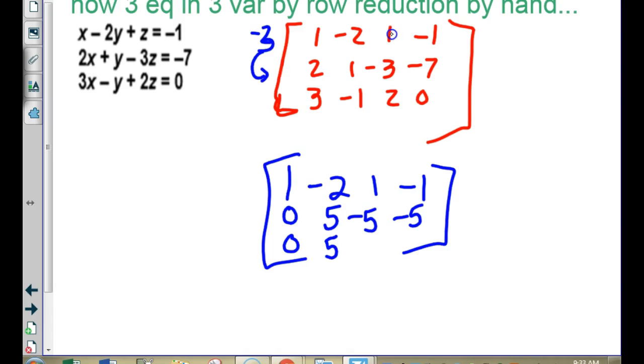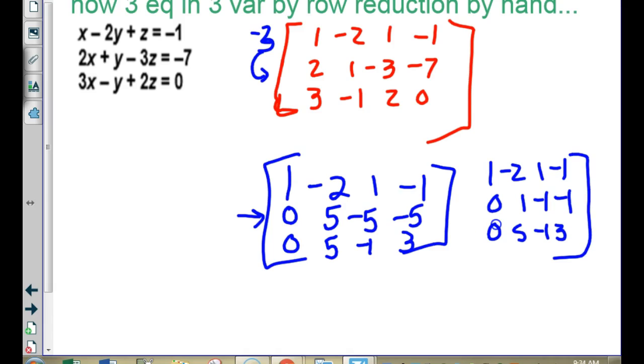Negative 3 times 1 is negative 3. Added to 2 would be negative 3 times negative 1 is 3. Added to 0 is 3. Okay? All I did was get rid of the variables. Now, the next thing I'm going to do is divide this row through by 5. So I have 1, negative 2, 1, negative 1, 0, 1, negative 1, negative 1, 0, 5, negative 1, 3.